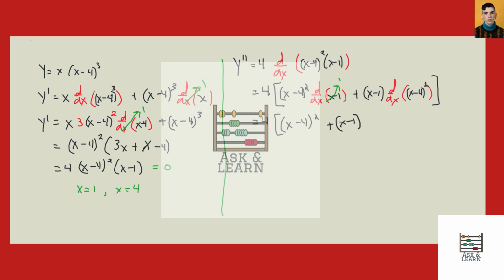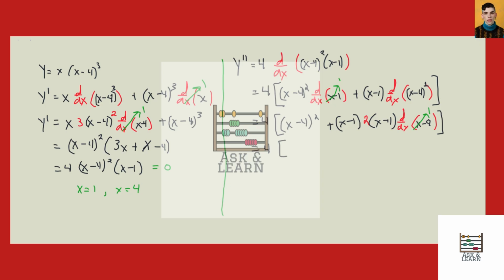And if you take the derivative of (x minus 4) squared, we're going to have to apply chain rule again. Chain rule. So first we use power rule. So it would be 2 times (x minus 4) now to the first power. And then we need to take the derivative of our inside function, which is x minus 4. And again, the derivative of x minus 4 is just going to be 1.